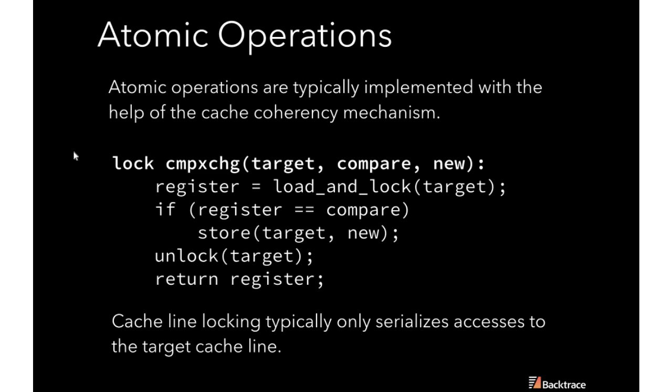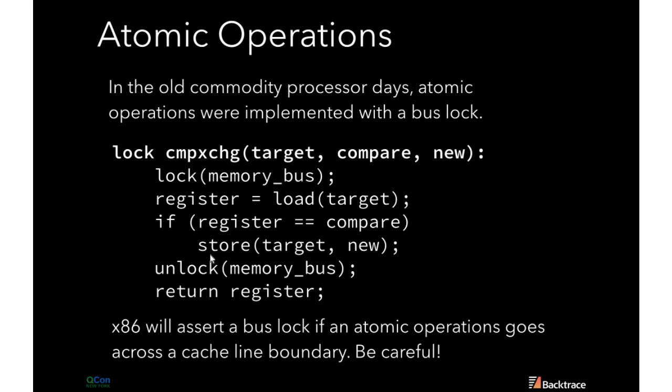So here's some pseudocode for what a compare and swap operation would look like. You would essentially load a value from memory and mark that cache line. If the values compare, you go ahead and store the new value, and then you can unmark that relevant cache line. So one thing to note, I mentioned bus locking. There are still cases which will trigger bus locks. For example, if you execute an atomic operation which splits a cache line, you will end up with a bus lock. So that is something to be wary of as well.